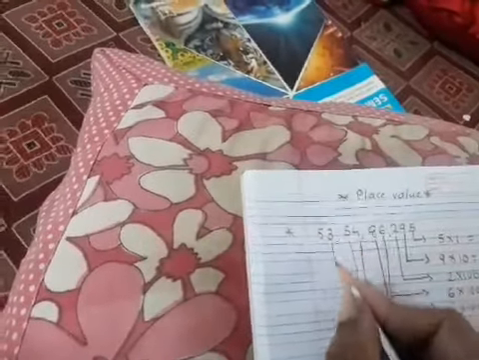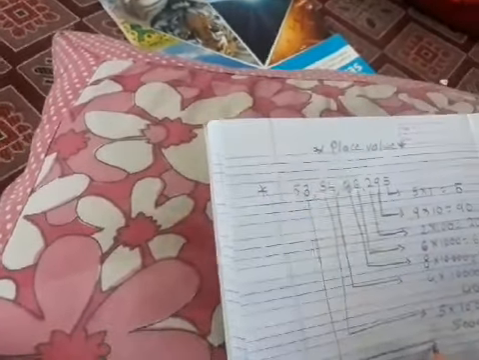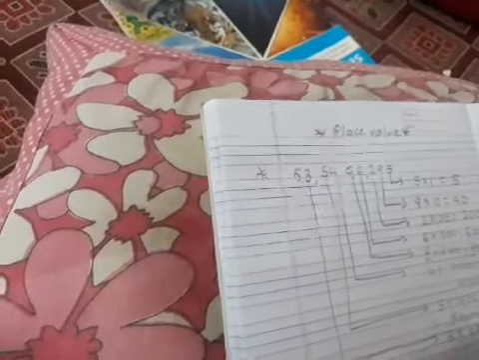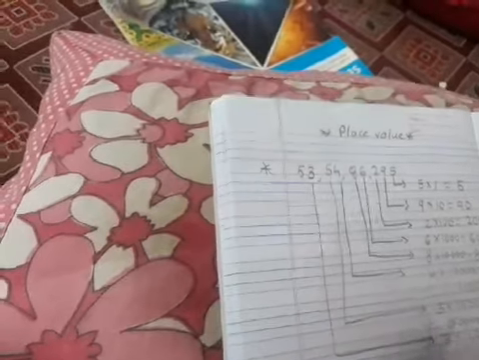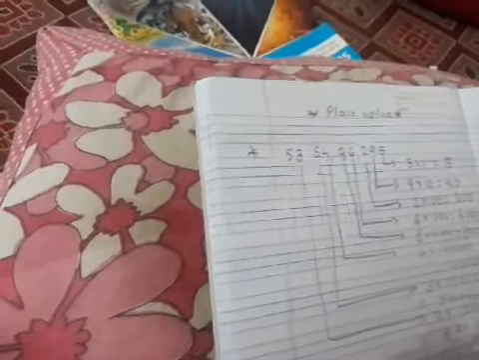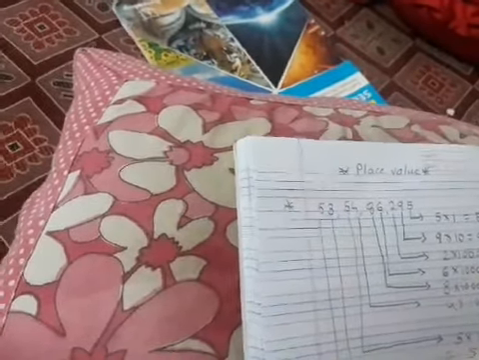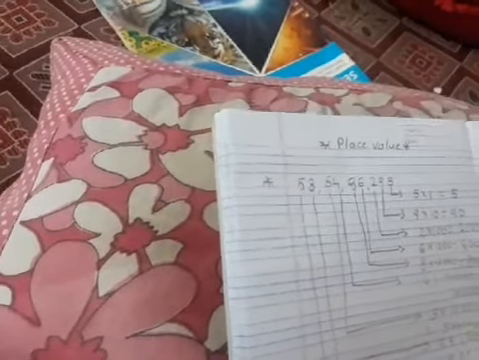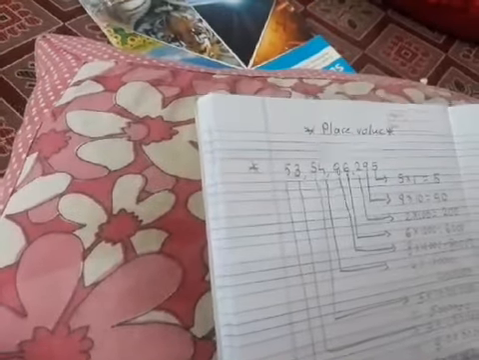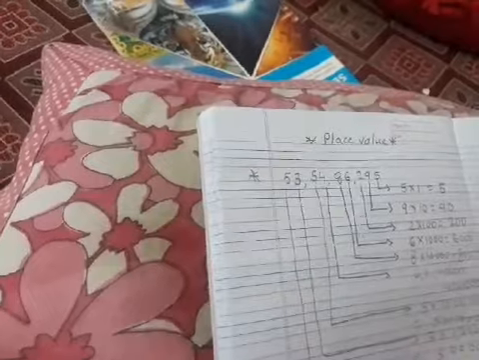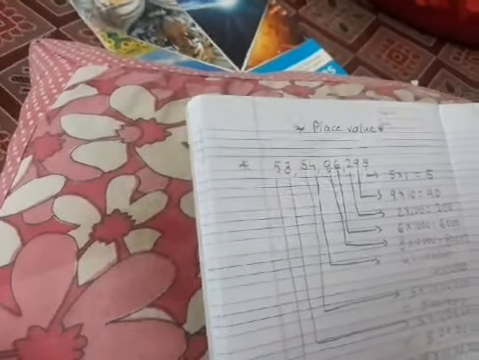Understand? 3 is on crore place. 3 multiplied by crore is equal to 3 crore. 5 is on 10 crore place. So 5 multiplied by 10 crore. Right there, 50 crore.